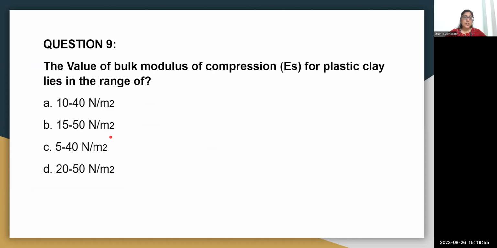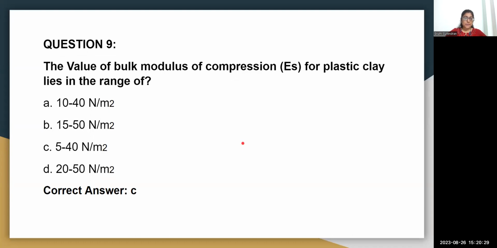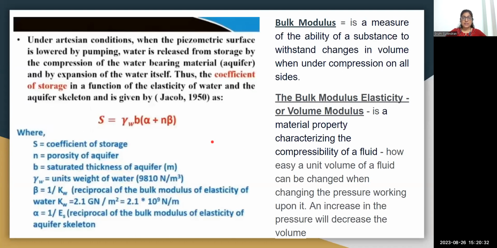The value of bulk modulus of compression for plastic clay lies in the range of... Okay, so these are just some numbers which we'll have to keep in mind. There's no other way to learn this. The correct answer is 5 to 40 Newton per meter square.